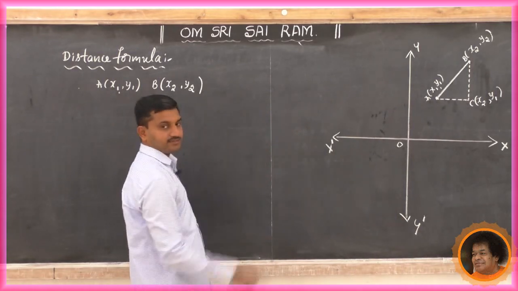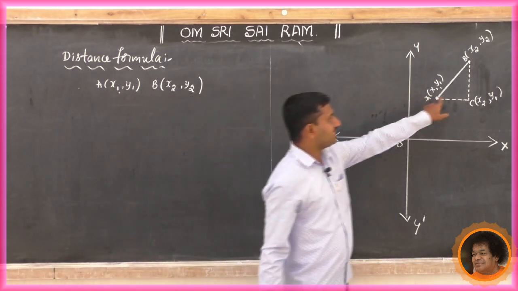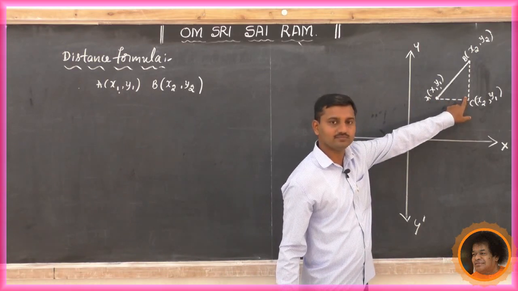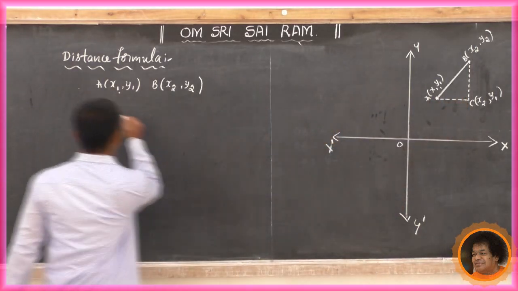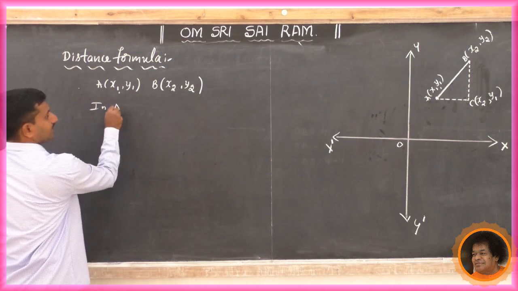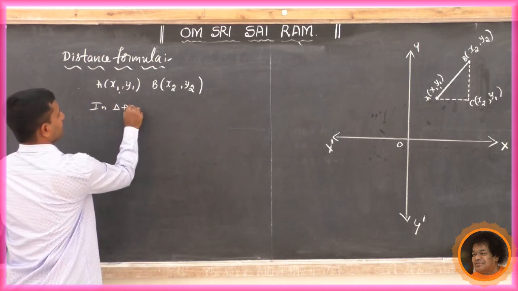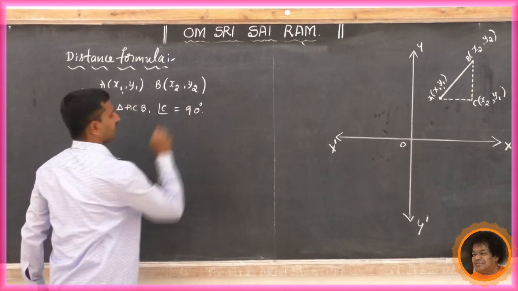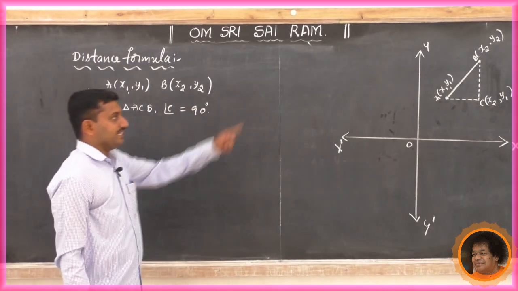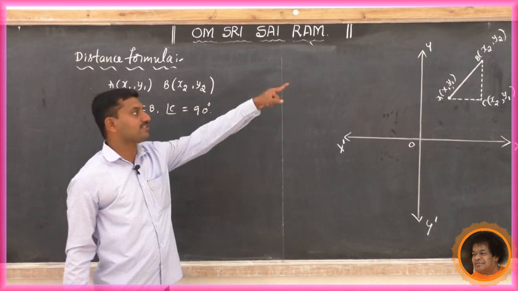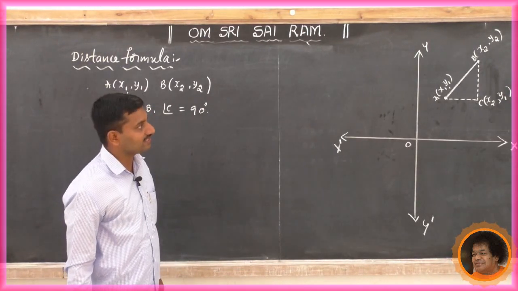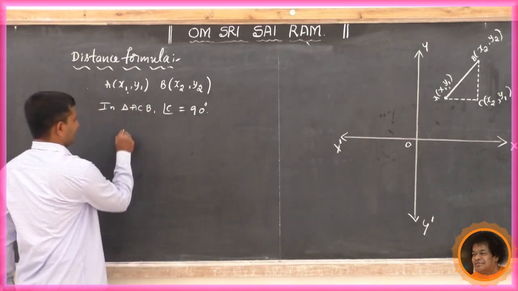Triangle ABC is a right angle triangle, angle C equal to 90 degrees. Can we apply the Pythagoras theorem? In triangle ACB, angle C equal to 90 degrees. In a right angle triangle, the longest side is known as the hypotenuse. So which is the hypotenuse? The longest side is AB.